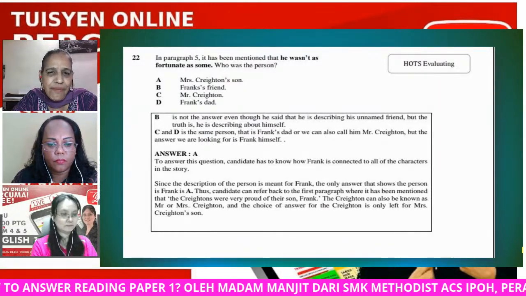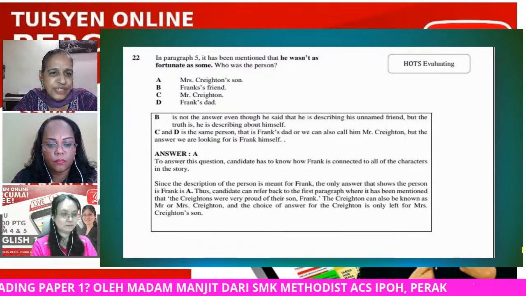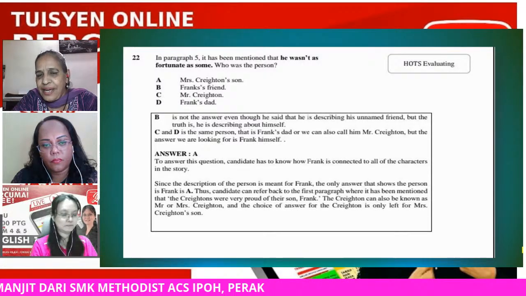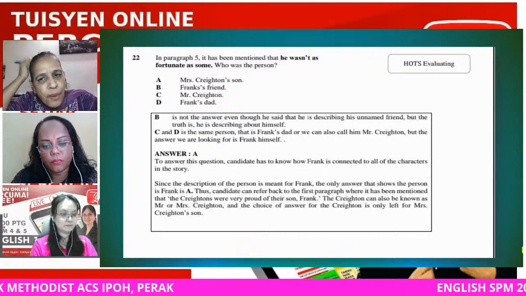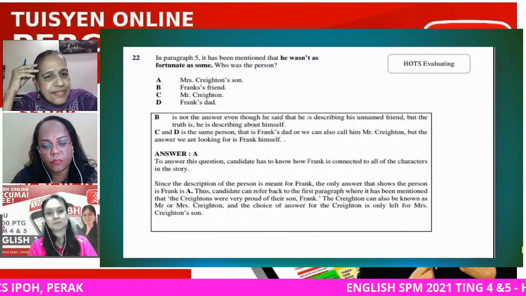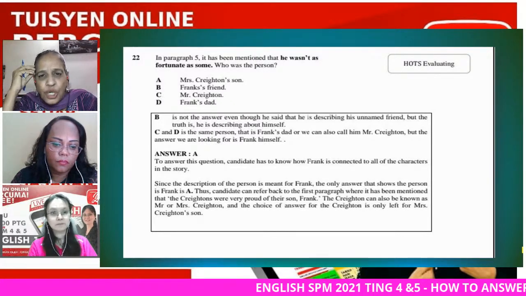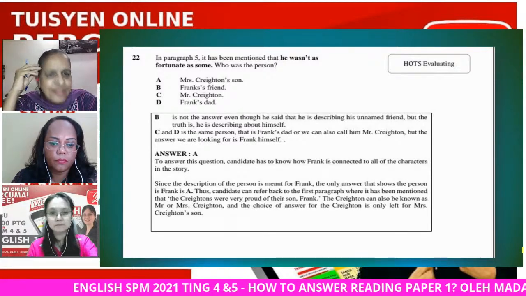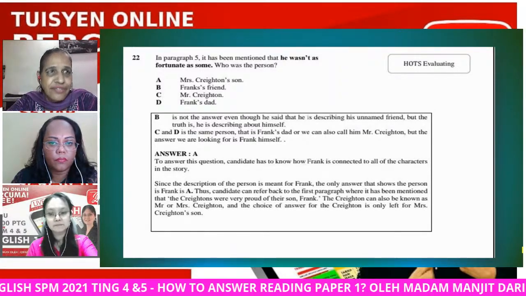Thus, candidates can refer back to the first paragraph where it has been mentioned that the Crichtons were very proud of their son Frank. The Crichtons can also be known as Mr. or Mrs. Crichton. And the choice of answer for the Crichton is only left for Mrs. Crichton's son. So this is a gifted question.